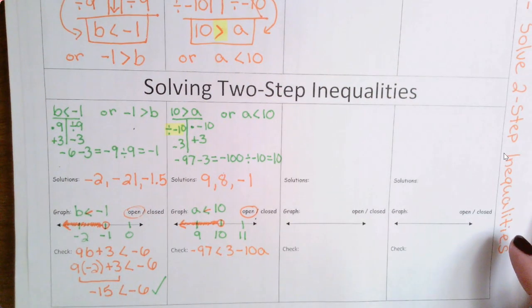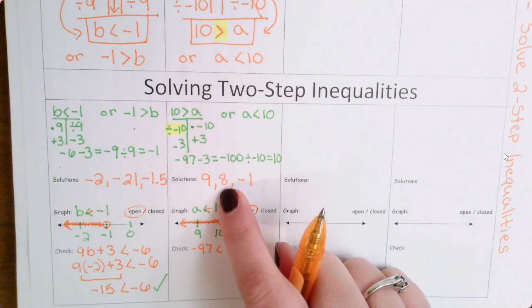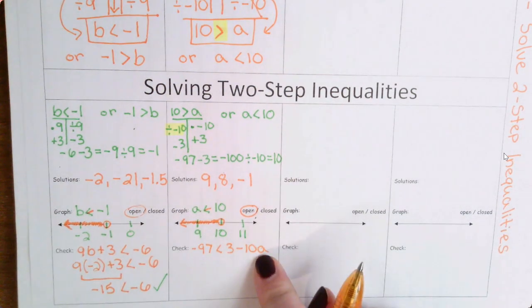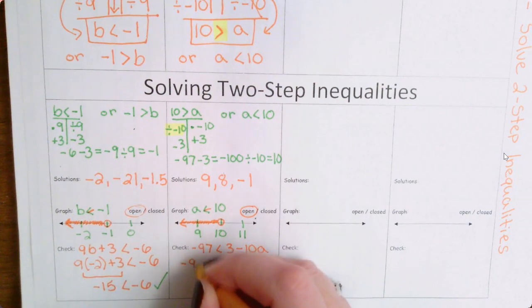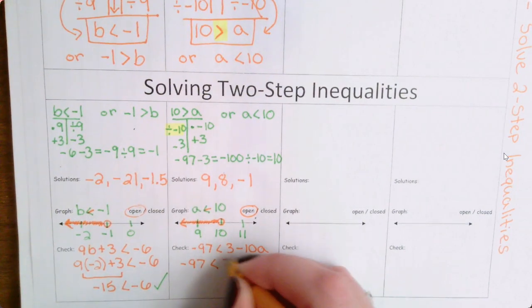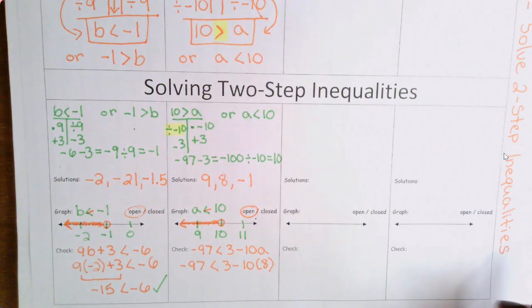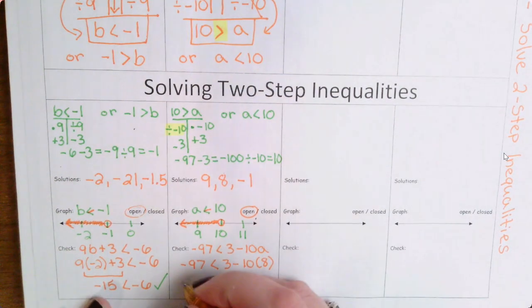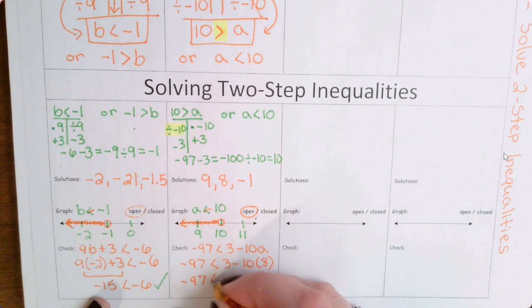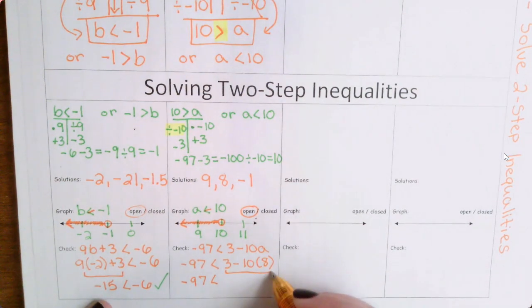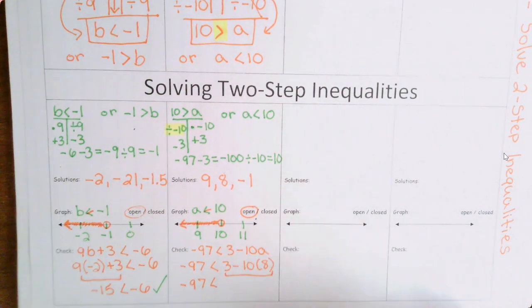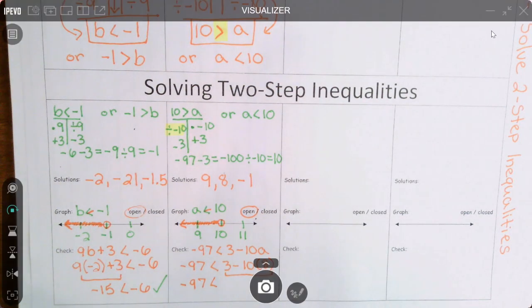And I will do 8 here. I will substitute 8 in the place of a. So -97 has to be less than 3 minus 10 times 8. And you could work through this step by step, following order of operations, but you don't have to take that much time because you can just use Desmos. I'm not doing any calculations on the left-hand side here. There's nothing to work out, it's just -97. But what I am going to do is figure out what all this is equal to.